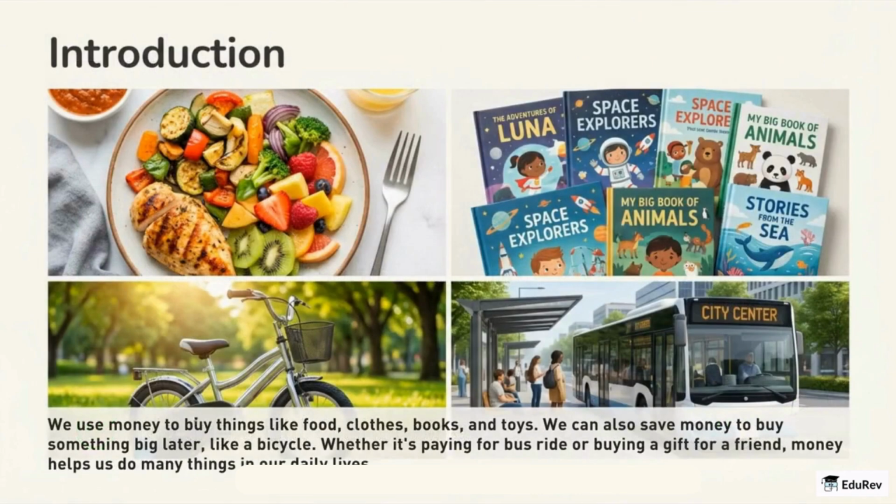Money is what we use to buy things we need or want, to pay bills, and to save for the future. You might save for a bicycle or use money to buy food, clothes, books, or a gift for a friend. Understanding money helps us make smart choices every day.